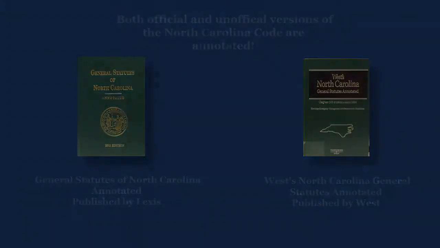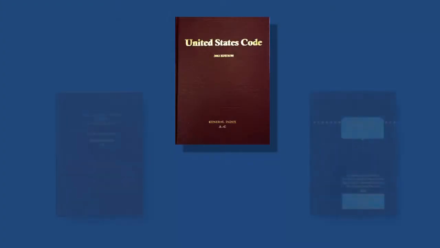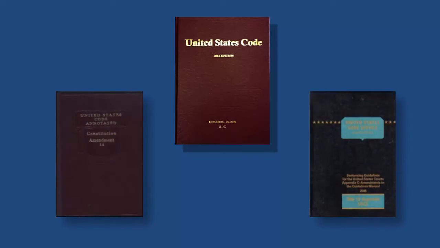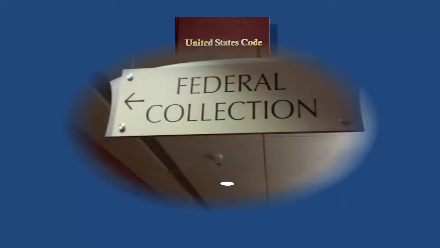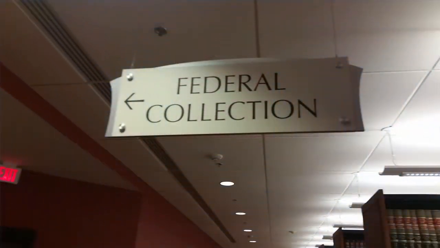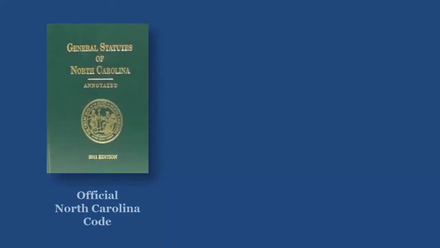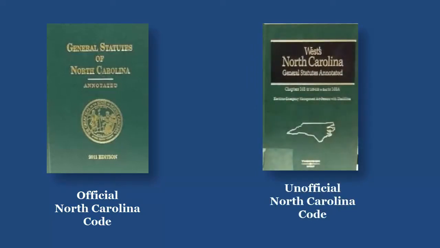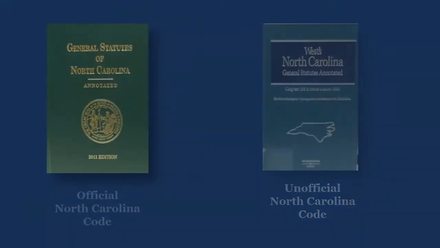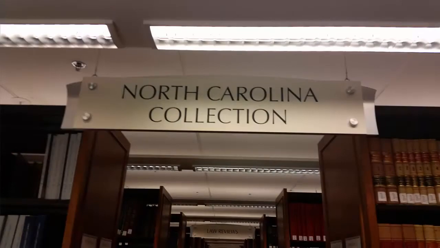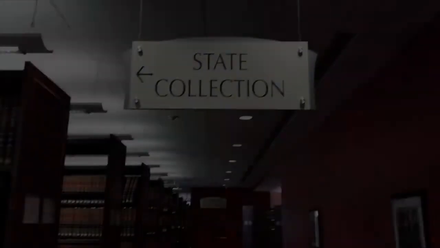You can find the official United States Code and the unofficial United States Code Annotated and United States Code Service on the first floor of the library's federal collection. You can find the official North Carolina Code, General Statutes of North Carolina Annotated, and the unofficial West's North Carolina General Statutes Annotated in the library's North Carolina collection on the second floor or the library's state collection on the first floor.